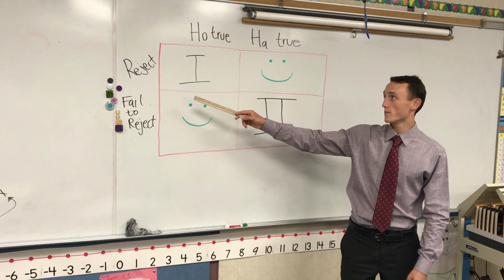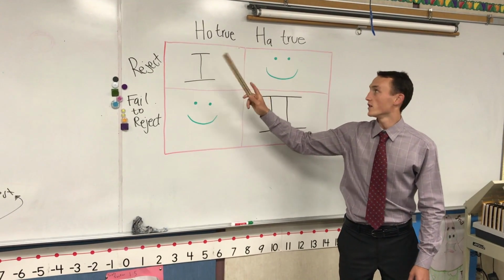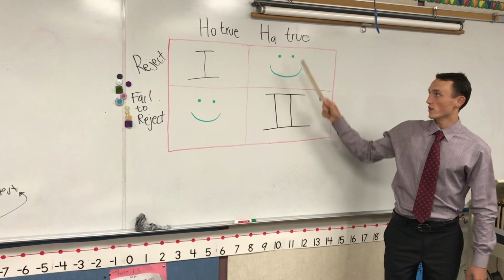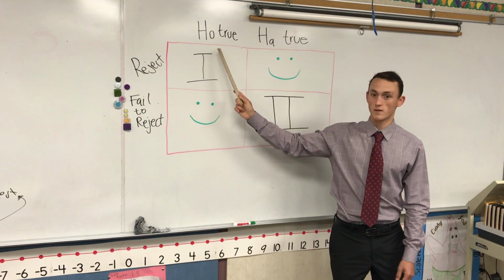Your type 1 error happens when your null hypothesis is true, but you reject it. Your type 2 error is when your alternative hypothesis is true and you fail to reject your null hypothesis.